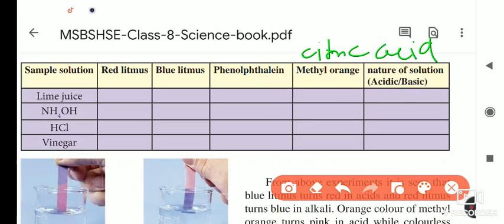In lime juice, red litmus remains red only. Blue litmus turns red in color. Now next is the phenolphthalein indicator, as we saw before on page number 84. Phenolphthalein is colorless in acid. So in lime juice, the phenolphthalein is colorless.